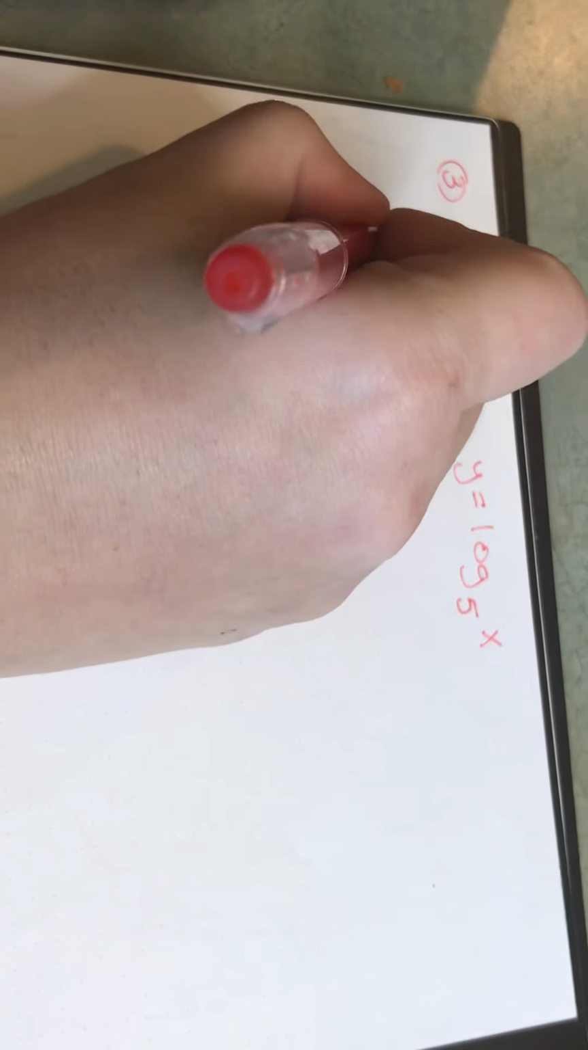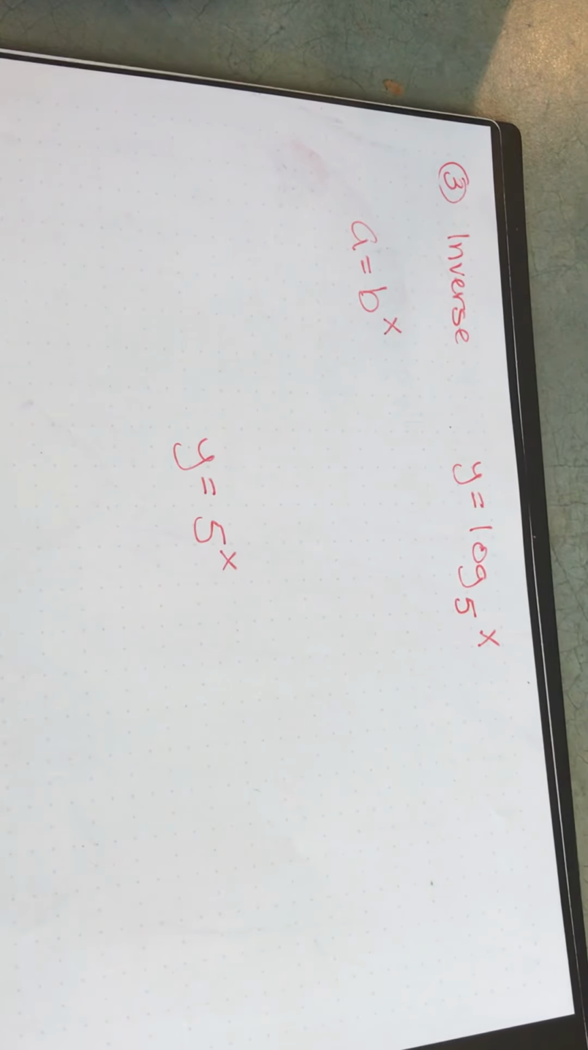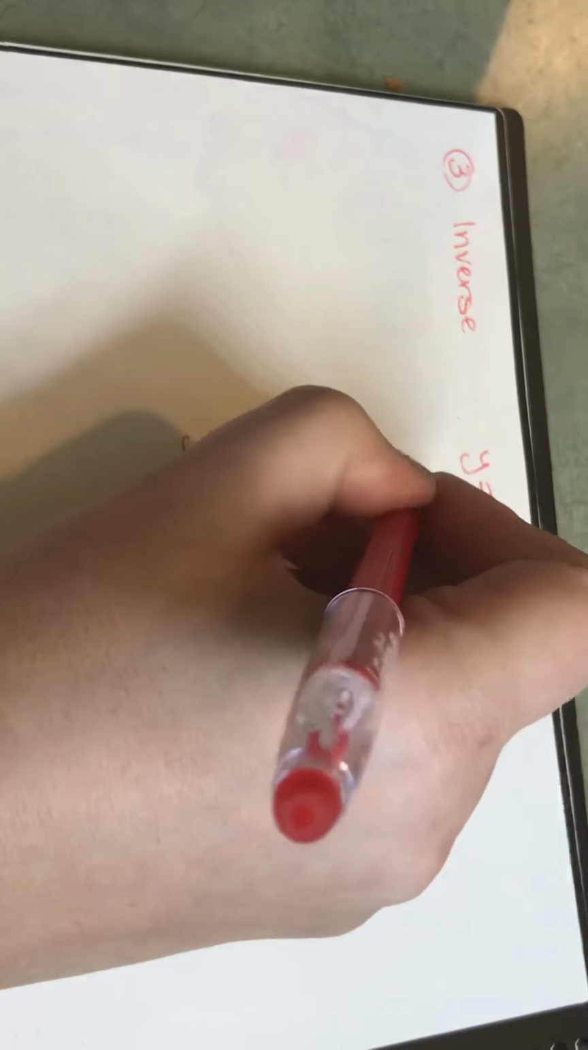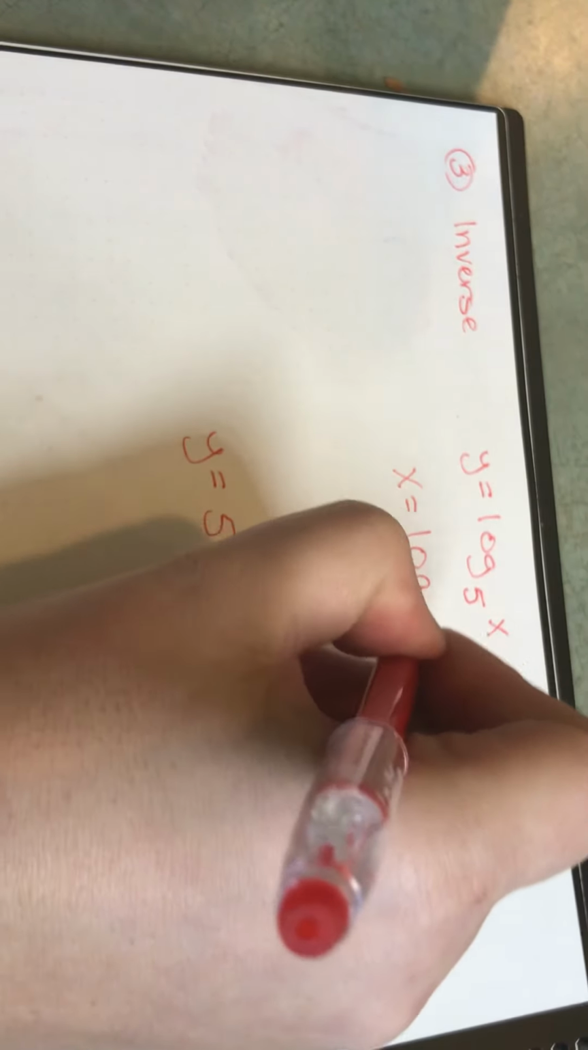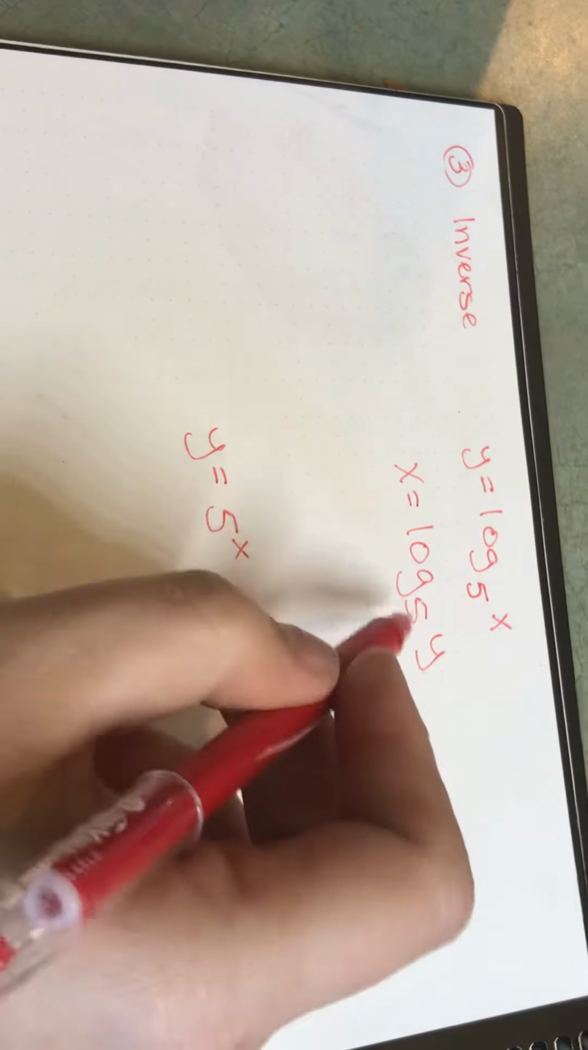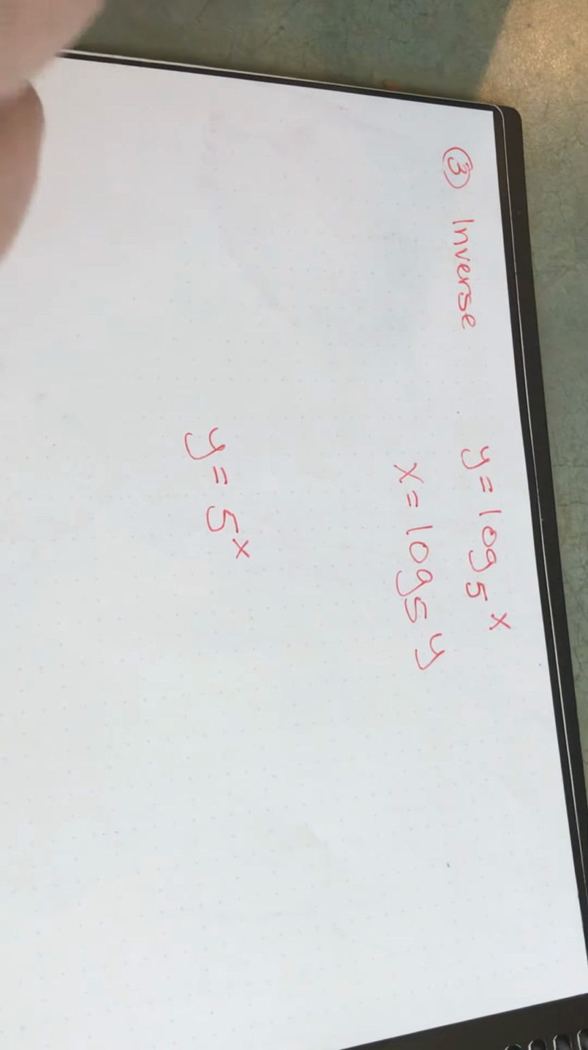Okay, if we have a equals b to the x, then... okay, start over. What am I doing? Inverse. Okay, I have to flip x and y. x equals log base 5 of y, and then I need to solve for y. This is what I was talking about. I was getting ahead of myself.